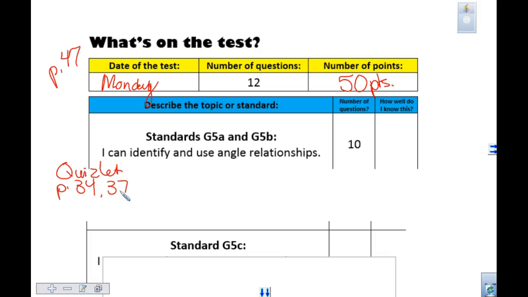So the first thing that I'm going to ask you to do, some of the questions, I'm going to ask you to find the measure. So one of the things you have to actually tell me is the angle measure.